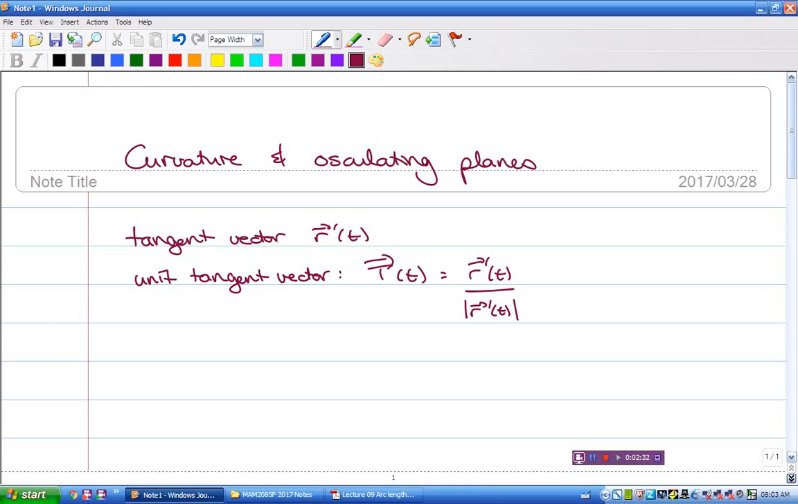Okay. And then we define curvature. Curvature is the Greek letter kappa. It looks like a capital letter K except small, like a lowercase letter. Okay, kappa. And it's defined as the modulus of the rate of change of big T with respect to arc length.